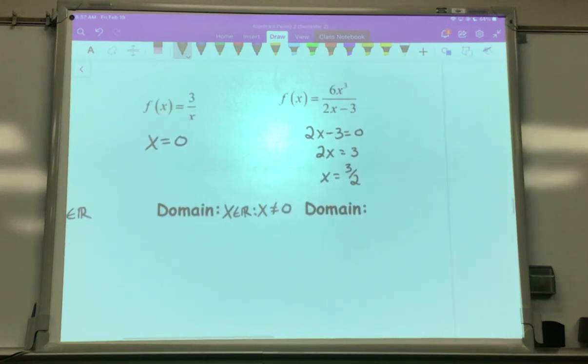Okay, so then on this one, if I plug 3 halves in, that's what caused the denominator to be 0, right? 2 times 3 halves, that's 3. 3 minus 3, 0. Doesn't even matter what the numerator is, right? Denominator is 0. So what's my domain here?